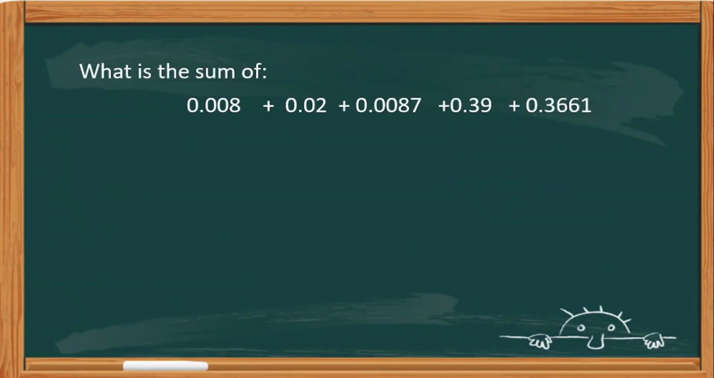Let's try some more. We'll see if you can answer our next task. What is the sum of 0.008 plus 0.02 plus 0.0087 plus 0.39 plus 0.3661?